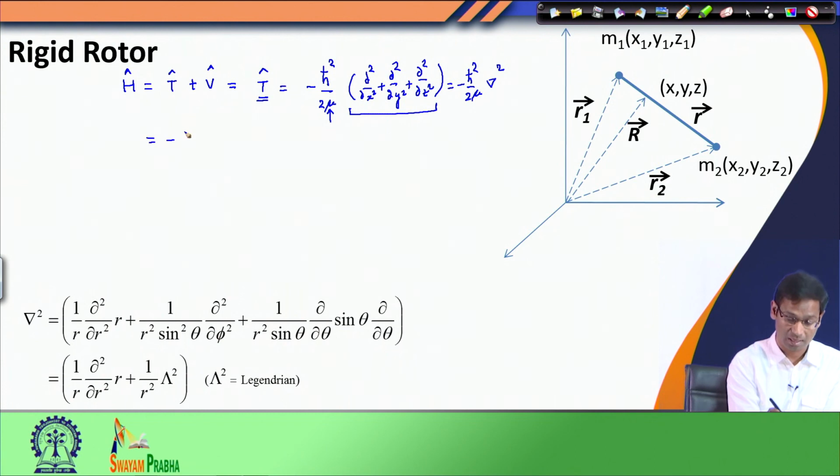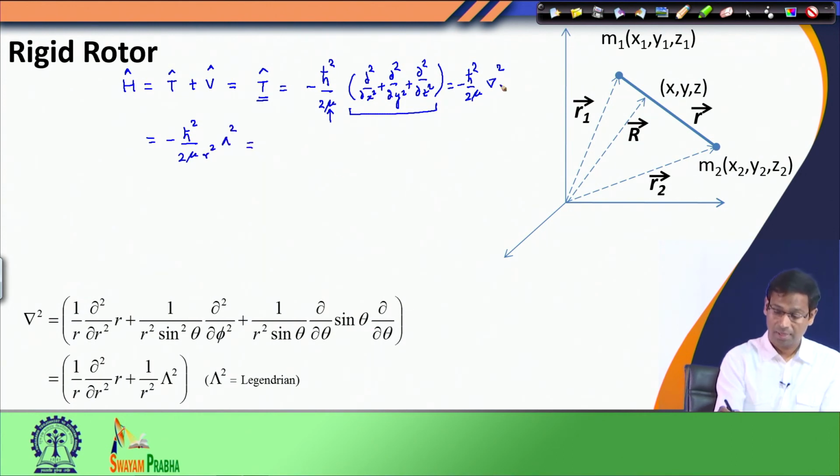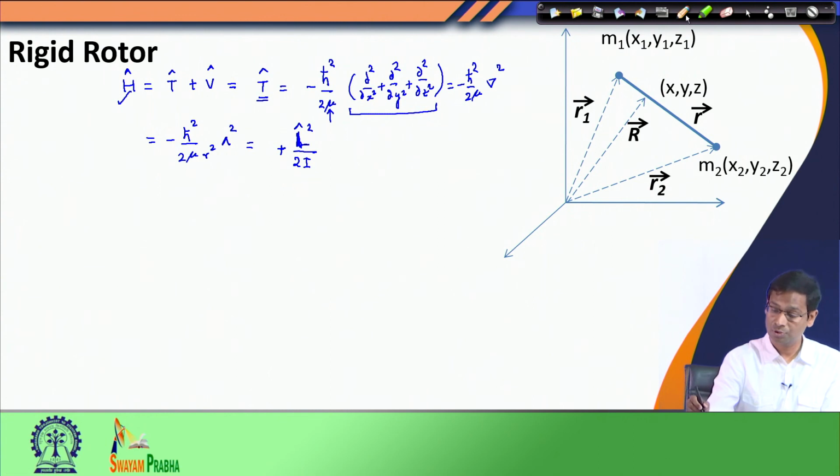So, like the particle on a sphere problem, I have this where I replaced my Laplacian in terms of the Lagrangian, and I can simplify this by using that minus h bar squared Lagrangian is L square. So, this minus sign is not there, and I define it as 2I. So, now my Hamiltonian is again expressed in terms of L square, and I would be immediately able to solve this problem because I know the solution of this problem.